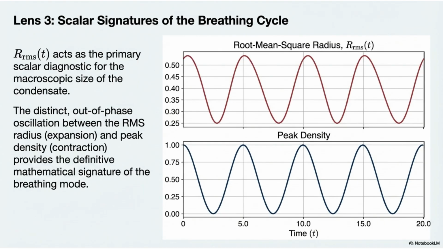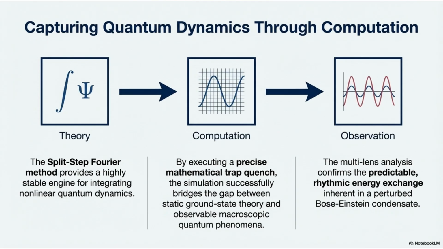The third lens uses scalar signatures of the breathing cycle. We observe an out-of-phase oscillation between the root mean square radius and the peak density, providing the mathematical signature of the breathing mode. The split-step Fourier method provides a stable engine for integrating nonlinear quantum dynamics. The trap quench successfully bridges theory and observable macroscopic quantum phenomena, confirming the predictable, rhythmic energy exchange.